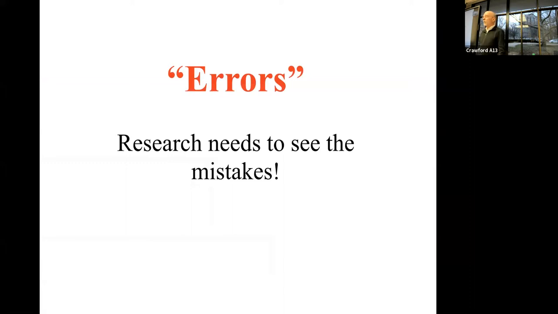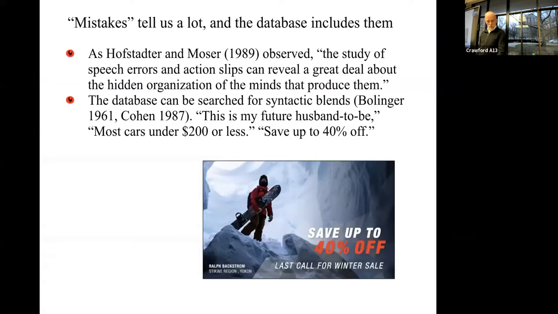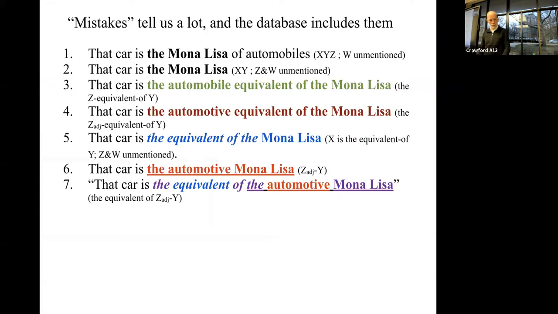We like to see the errors people make, so I'll skip over that because you believe me. I've worked for 40 years on the X is the Y of Z construction. That car is the Mona Lisa of automobiles. Now, it has a lot of related patterns. That car is the Mona Lisa, where you don't have to mention the Z or the W.